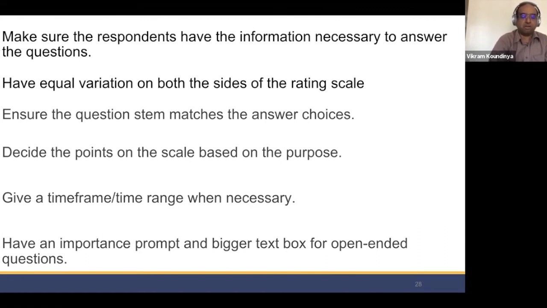And when you are referring to some kind of a past event, it's always a good practice to give some time frame or time range, like what exactly you are referring to. Is it the last 3 years or last 5 years, last 6 months, that kind of a thing.